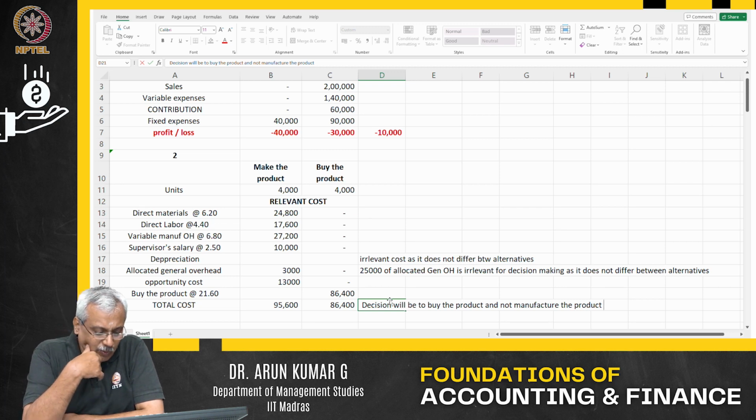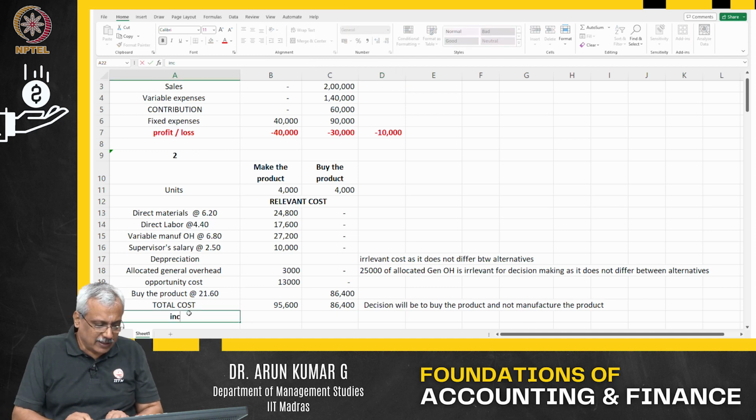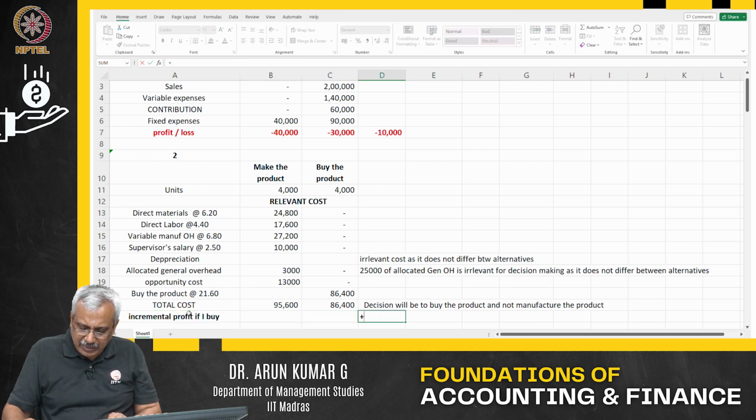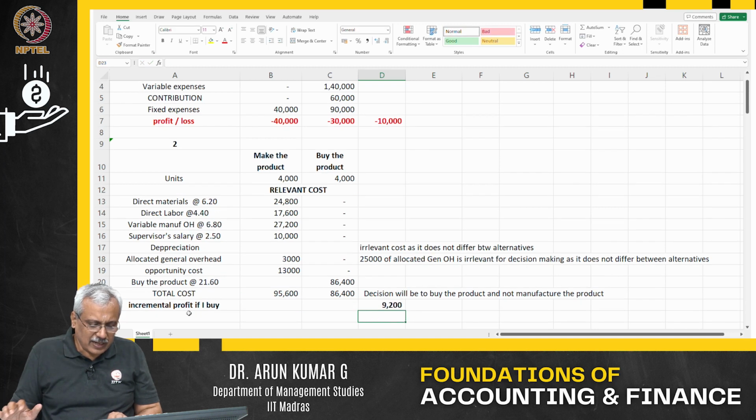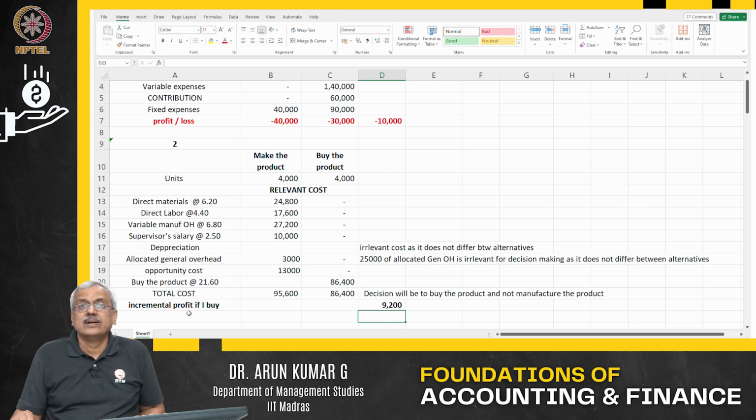So, what is the difference, or the incremental profit that you make if you buy? The incremental profit that I am going to make if I buy is about 9,200.